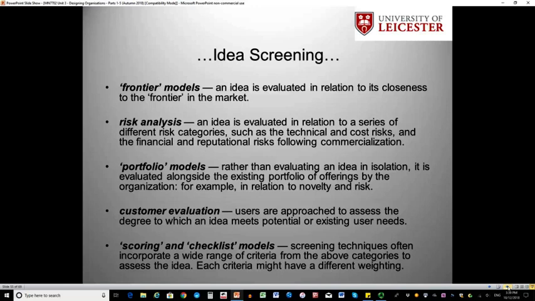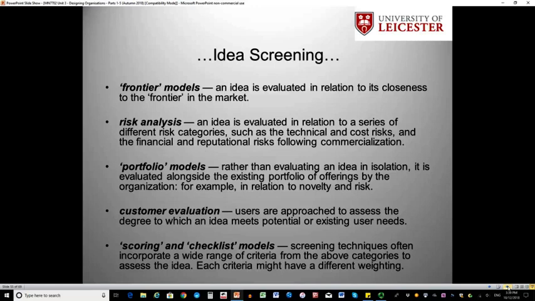It could be that you evaluate it through the customers. It might be that a key part of your idea screening is whether customers value that idea or not. And it could be that you don't evaluate that idea in isolation, you evaluate that model through a portfolio. So it might be that you are risk averse, but it's okay within a portfolio model to have one or two or a small proportion of your innovations as more risky.